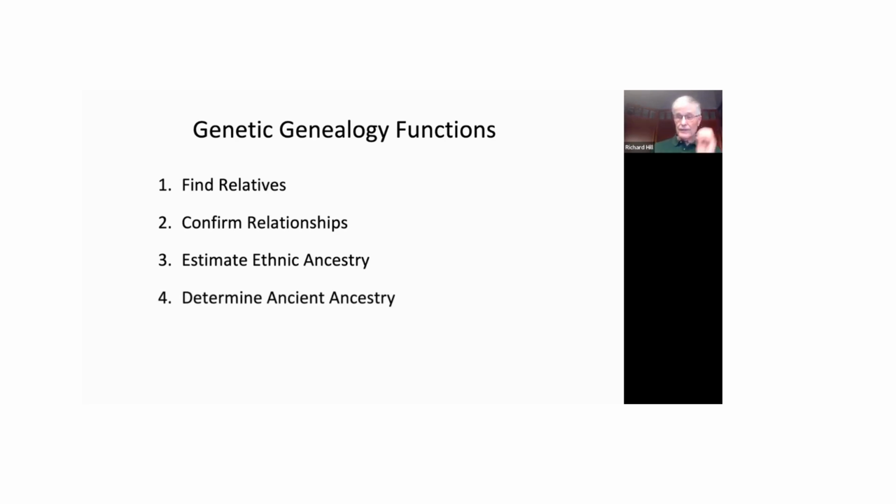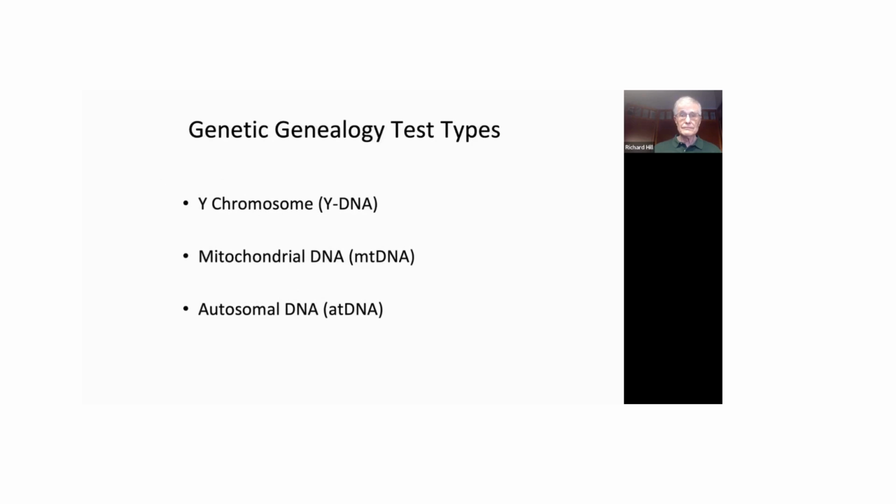The fourth function is determine your ancient ancestry through something called haplogroups in your direct paternal and maternal lines. And note that some of these tests offer optional reports on things like physical traits and genetic health, but that's outside the scope of genealogy, so it's not on my list. There are three major DNA test types: Y chromosome testing, mitochondrial DNA testing, and autosomal DNA testing, and I will describe each of them in a minute.